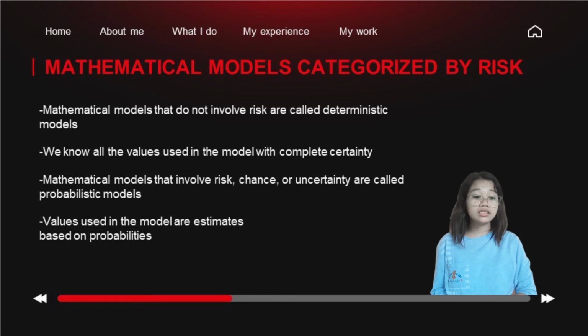And the next is mathematical models that involve risk, chance, or uncertainty are called probabilistic models. It is based on the theory of probability or it predicts the future. Values used in the model are estimated based on the probabilities.